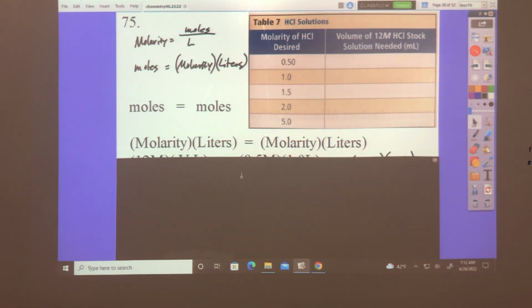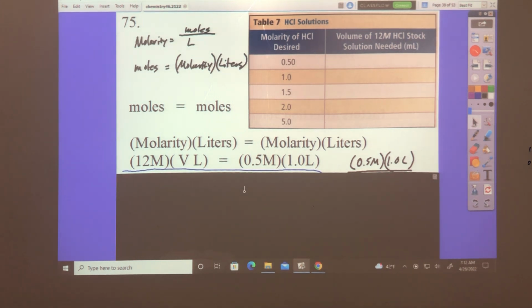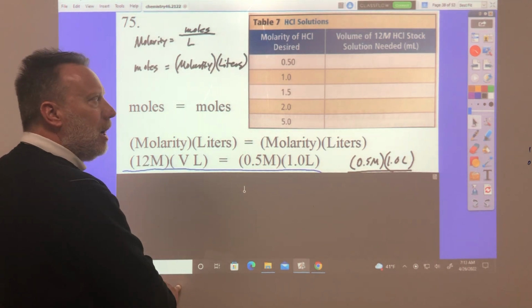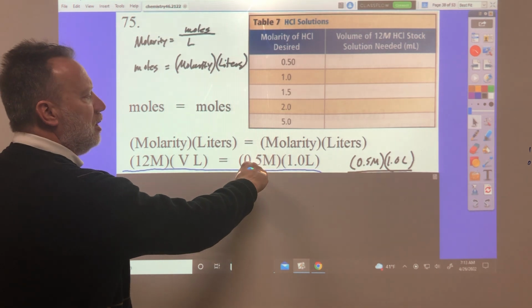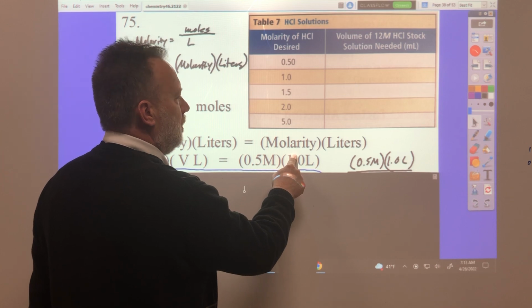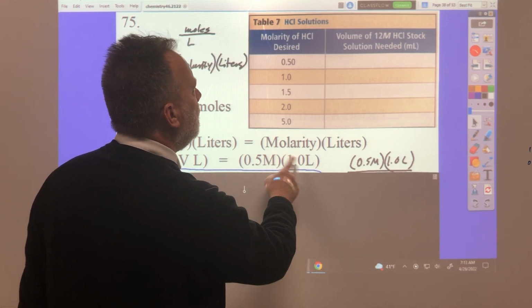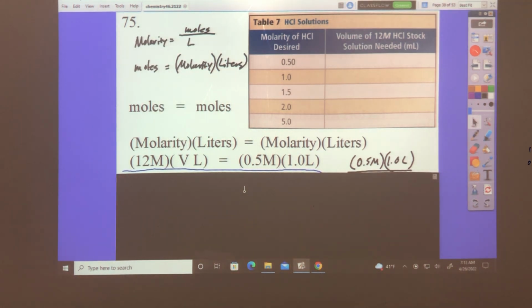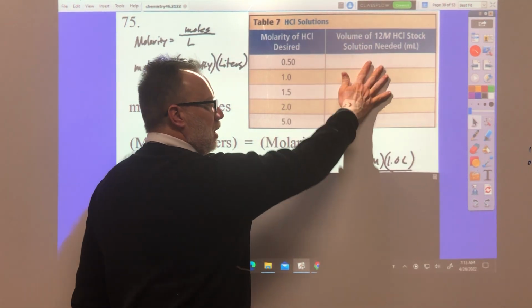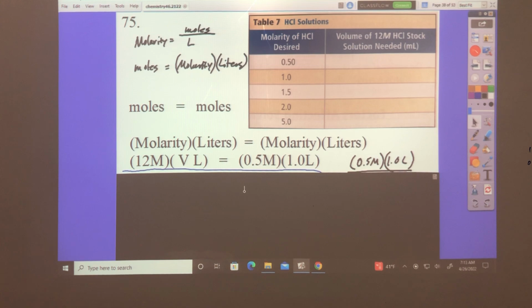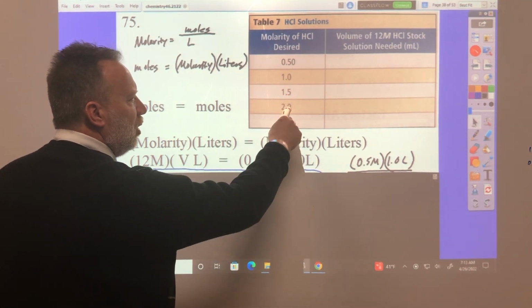Do we have to do that calculation 5 times? So if I put 12 molar times V, this is my concentrated side. This side will look the same each time. The other side is the concentration in molarity times a liter. Apparently we need a liter each time. I'm going to check that and make sure that's what it says. 1 liter of HCl solution with each molarity listed. So the dilute one is going to be a liter every time. 1 liter. And on this side, our numbers are 0.5, 1, 1.5, 2, and 5.